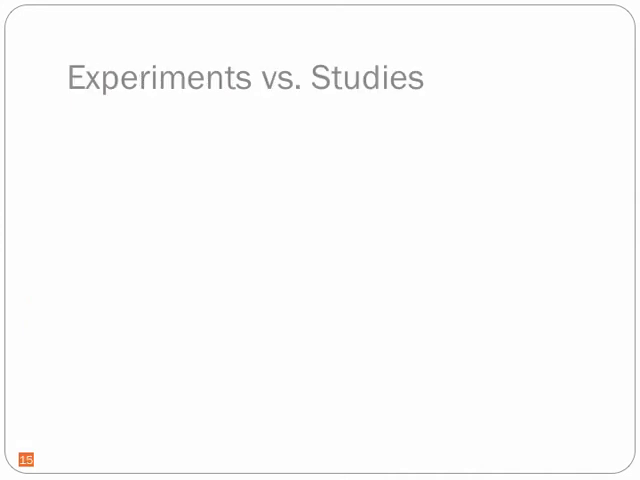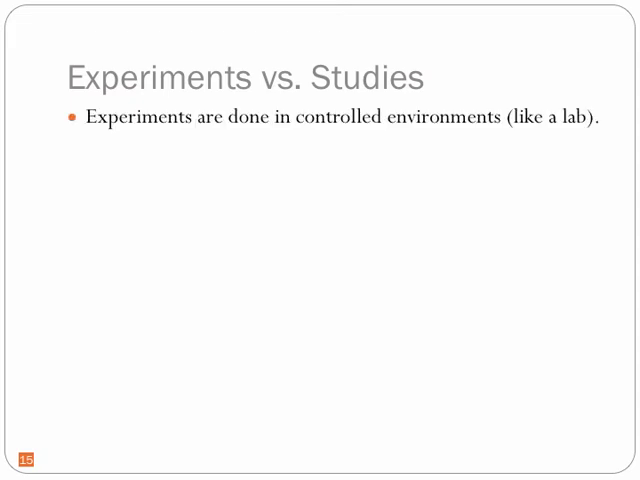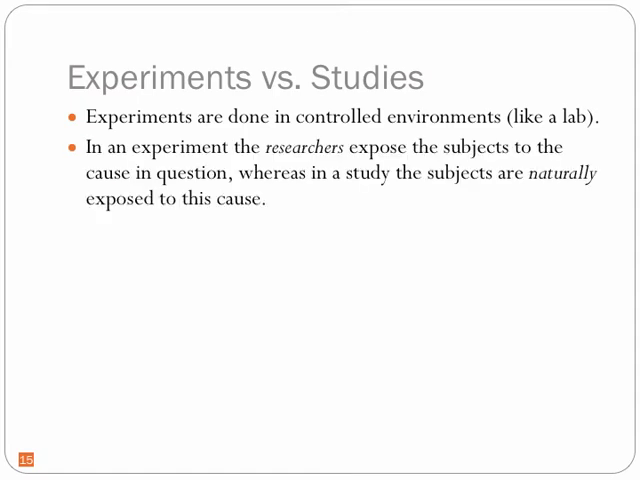Now you might see that it's much harder to establish causation with studies. You get some information, but the best way to offer evidence for causation is a double-blind experiment done properly. So here are some differences. Experiments are done in controlled environments like a lab. In an experiment, the researchers expose the subjects to the cause in question. So in the red wine example, it was actually the researchers shooting the red wine with the super soaker at the bald man's head. But in the study, the cause in question is just naturally part of the participants' lives.